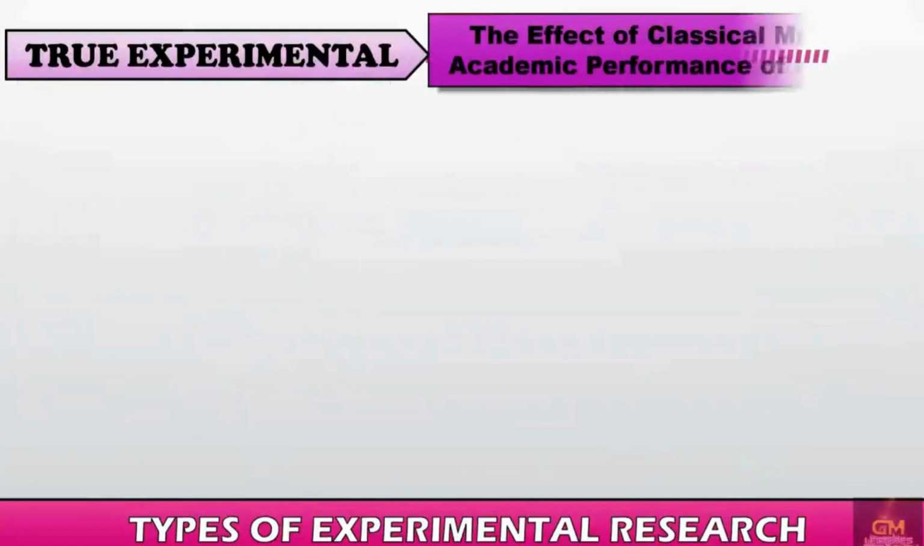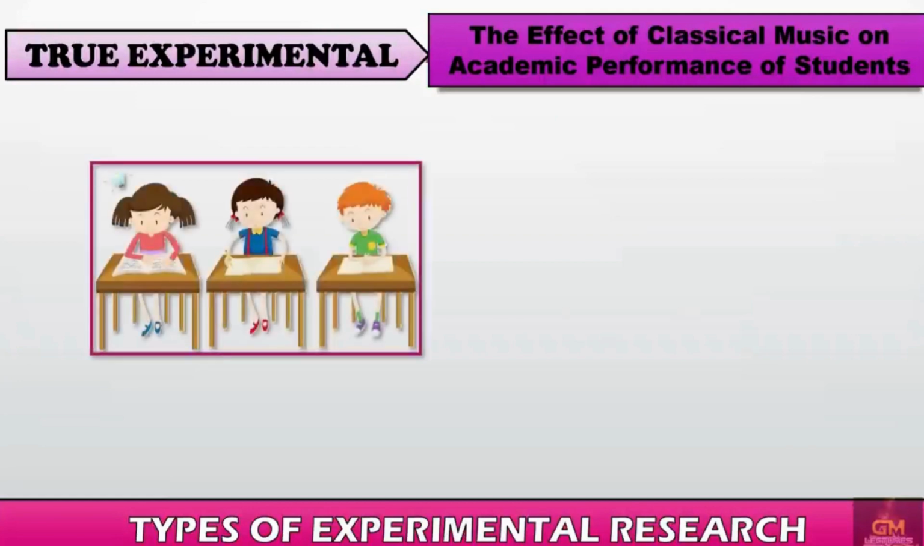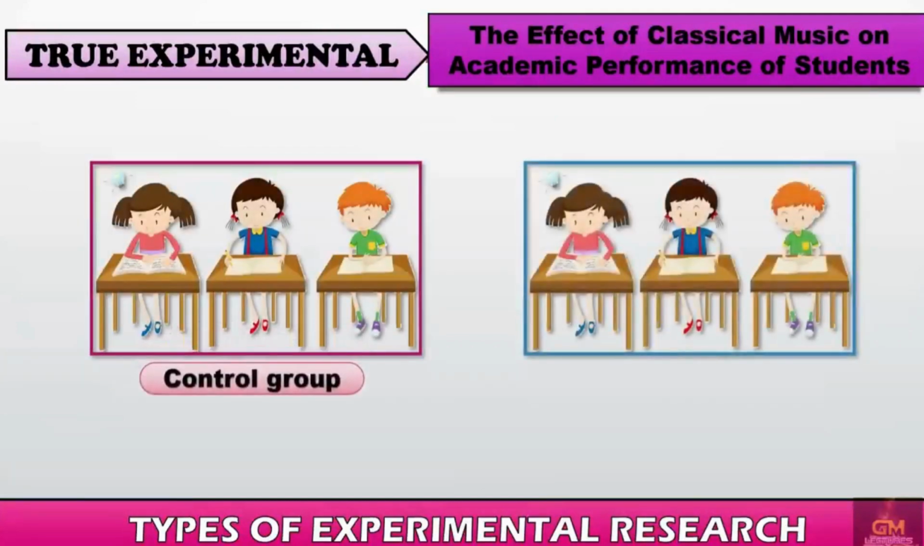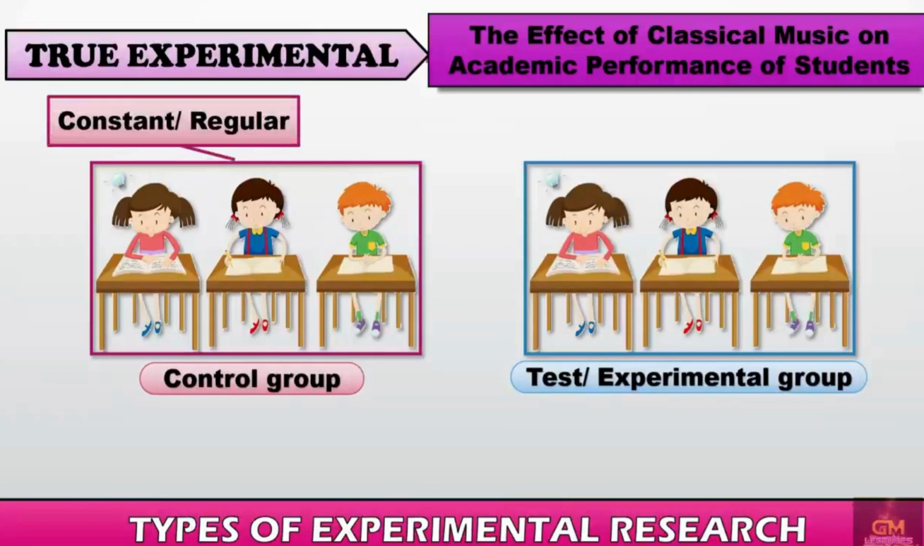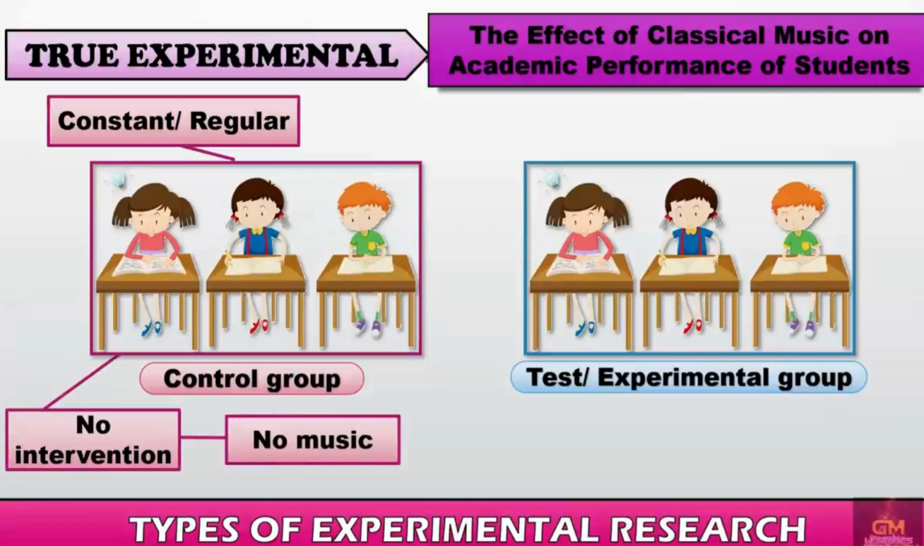Let's consider this example here. A researcher wants to determine the effect of classical music on academic performance of students. As mentioned earlier, since this is a true experimental research, it must have at least two groups. One would be the control group, while the other one would be the test or experimental group. In the control group, everything is held constant or regular, which means that there would be no intervention, which means that there is no music played in their classes.